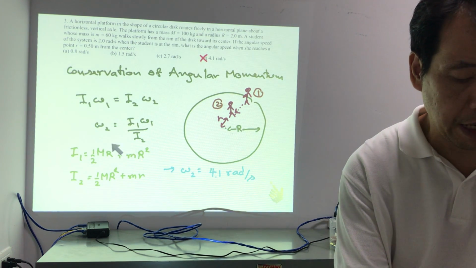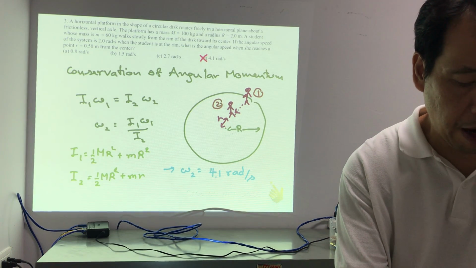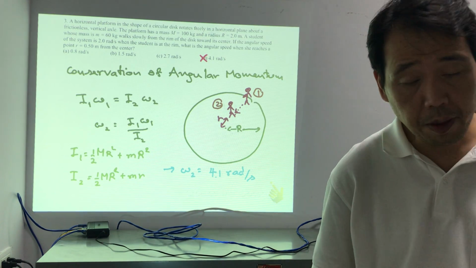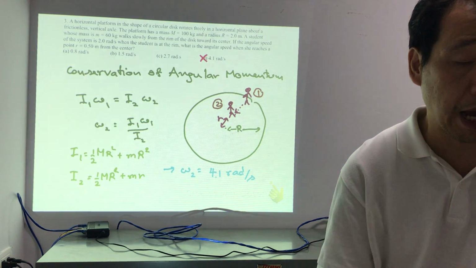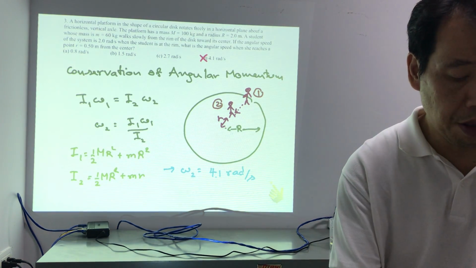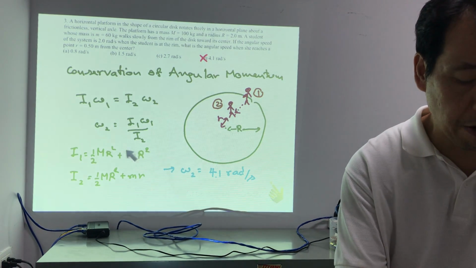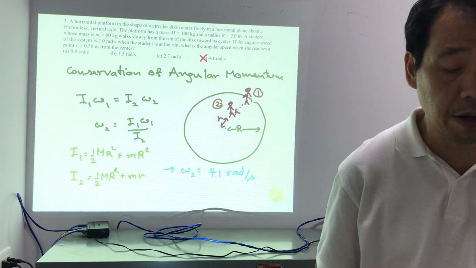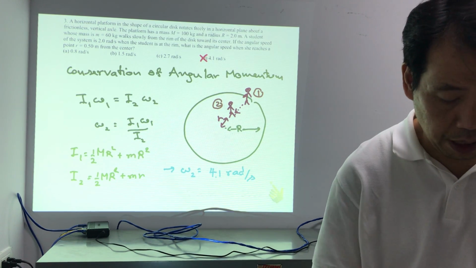The moment of inertia at the state 1 is the moment of inertia of the disc around its center, so it is a half of mr squared, plus the moment of inertia of the student, and we assume that the student acts as a particle. So we use mr squared as the moment of inertia of the student when she stands at the rim of the disc. So we have r here is 2 meters.